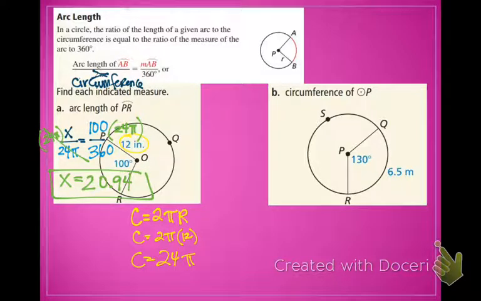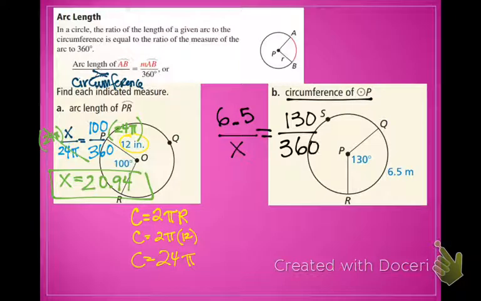Does that say x over 24? All right, what goes in the top of the fraction? First fraction, 6.5. What goes in the bottom of the first one? X. We don't know. That's what we're looking for. What goes in the top of the second fraction? 130 over 360. Good. Cross multiply, you get 2340 equals 130x. Divide by 130 and x equals 18, and it is in meters.